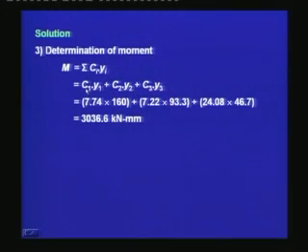Once we substitute the values of C1, C2, C3 and Y1, Y2, Y3, we get the moment is equal to 3036.6 kilonewton millimeters. Thus, we have found the moment which is generated due to the compressive stress block above the level of CGC.